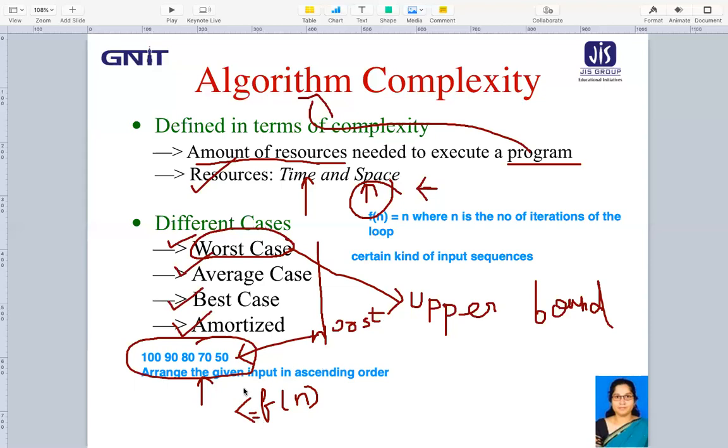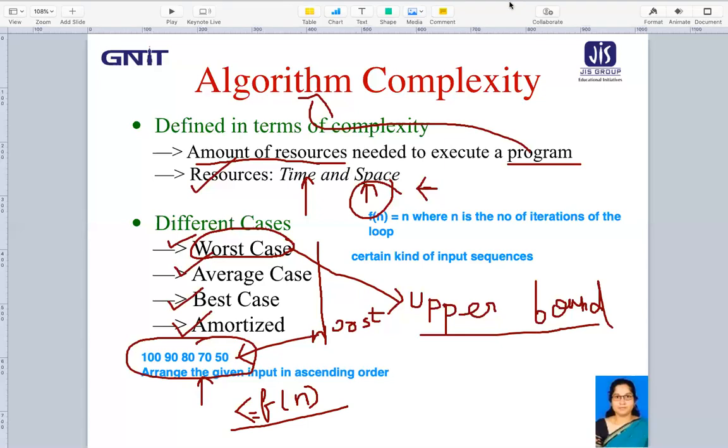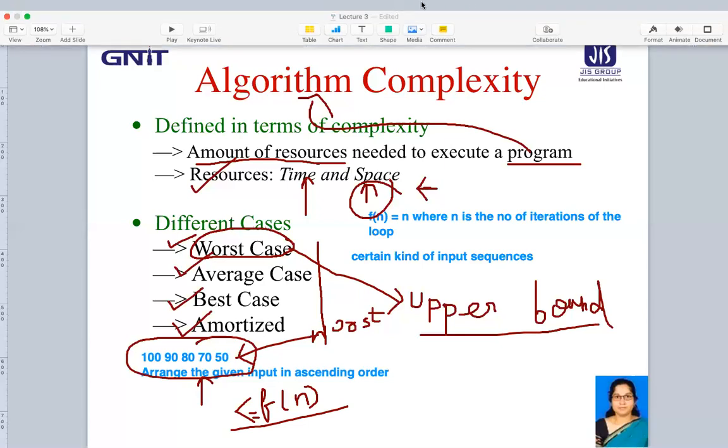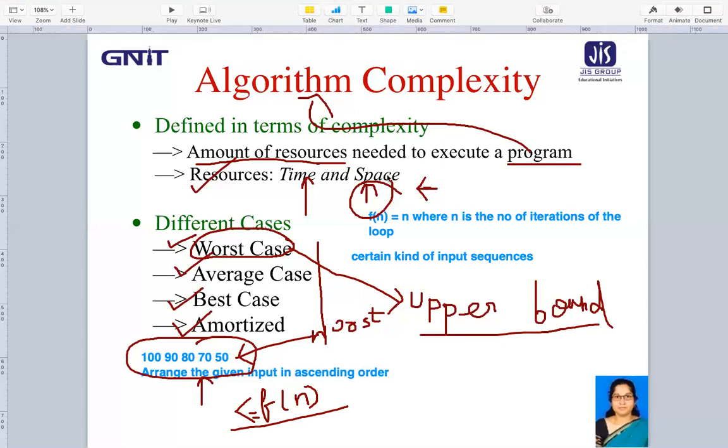So in the worst case, whatever time will be taken for running any kind of algorithm will be the maximum one, and for the other input sequences, it will always be less than this particular running time. So this is known as the upper bound. Now we come to the average case complexity.